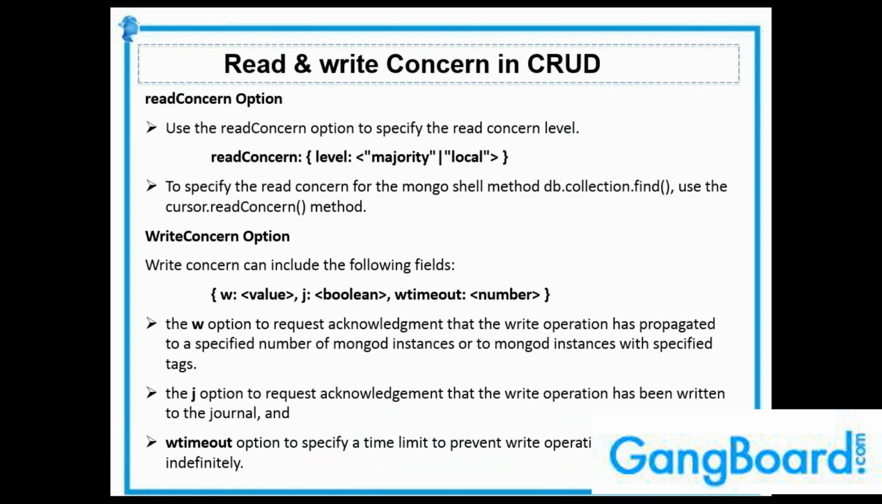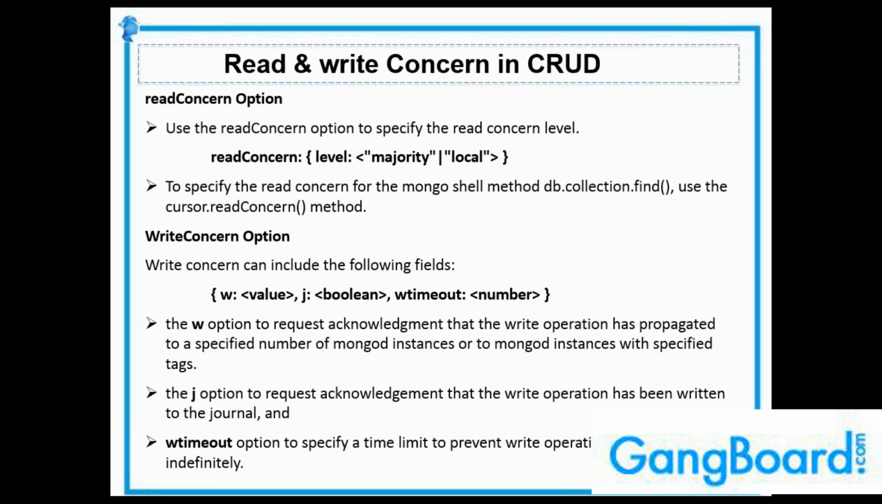j is true or false. If you give j:true, then it will write to the journal and then tell you, okay, I have written to the journal. By default it will be written into memory, so for memory you don't need to mention anything. And then the wtimeout.